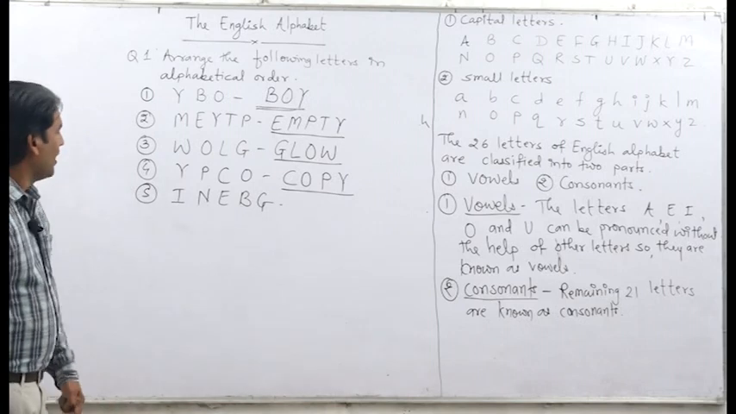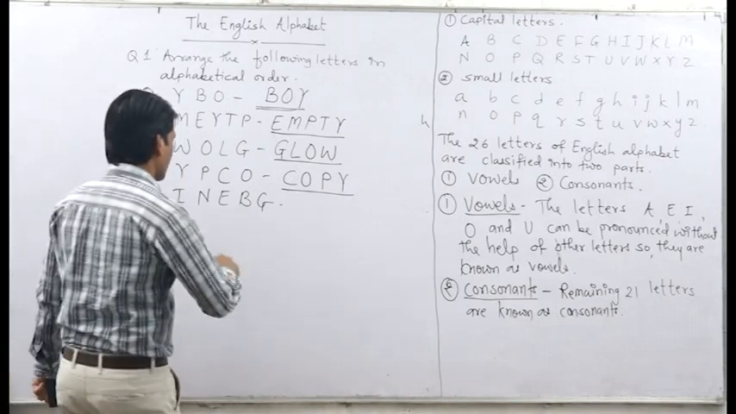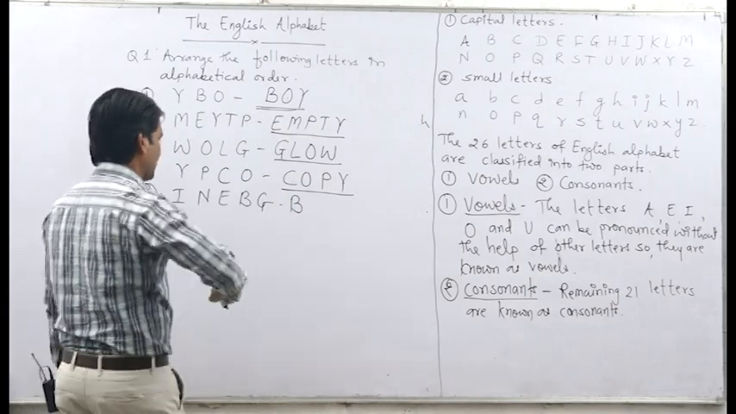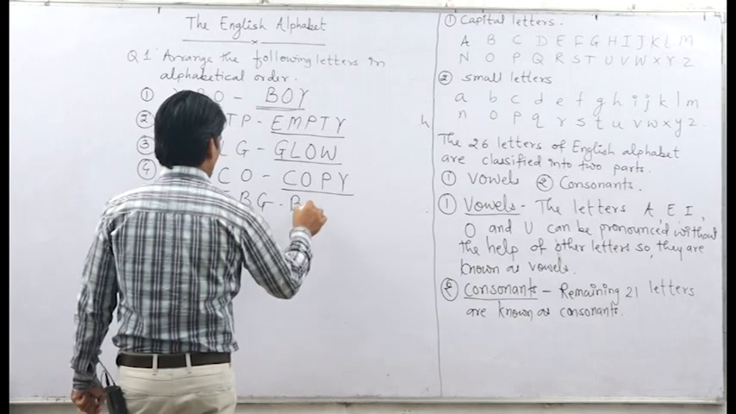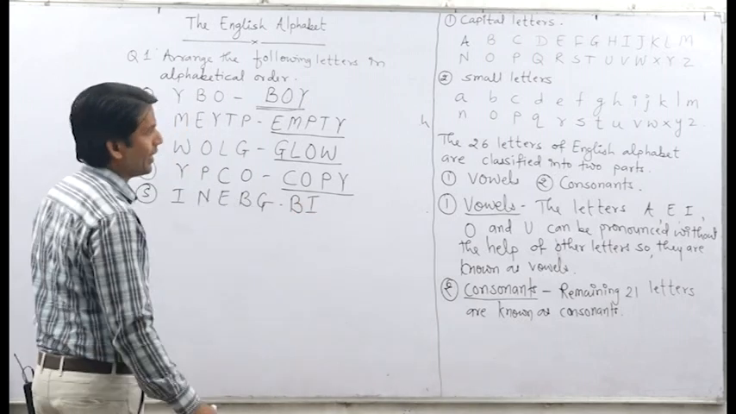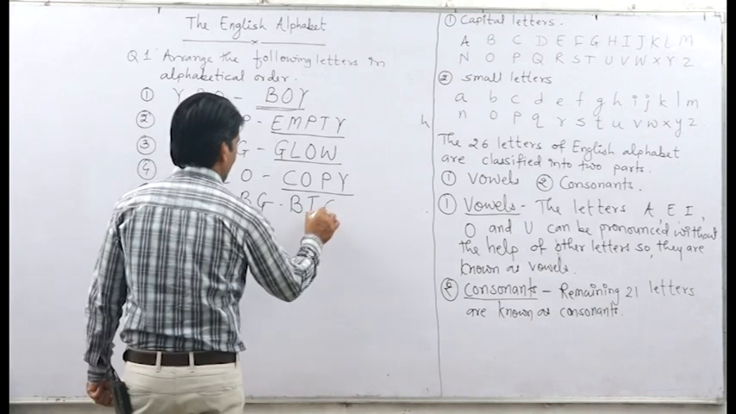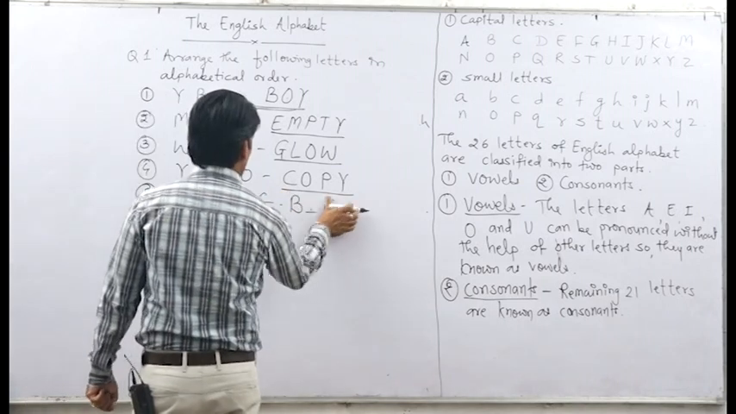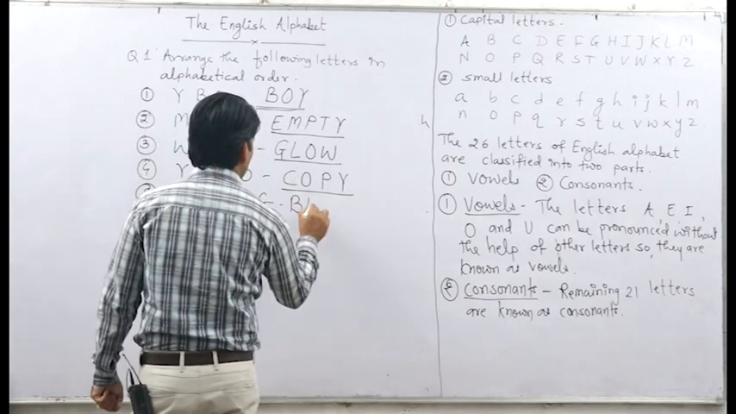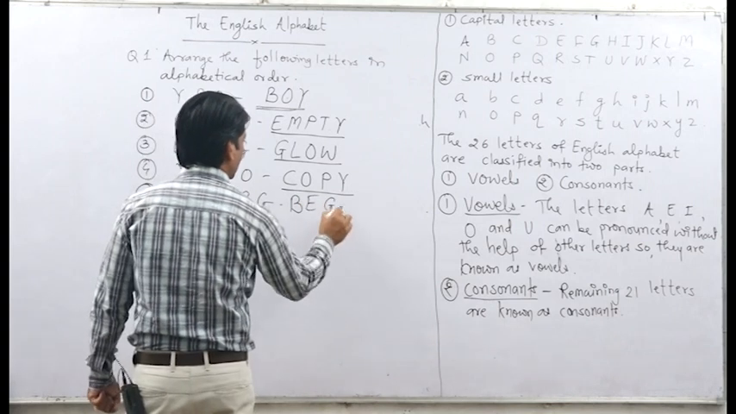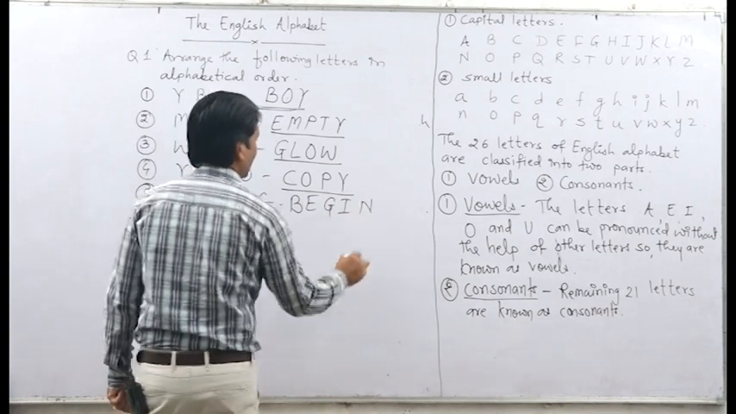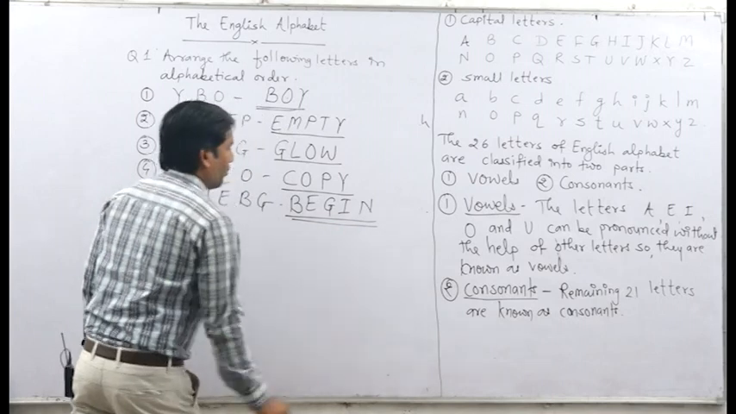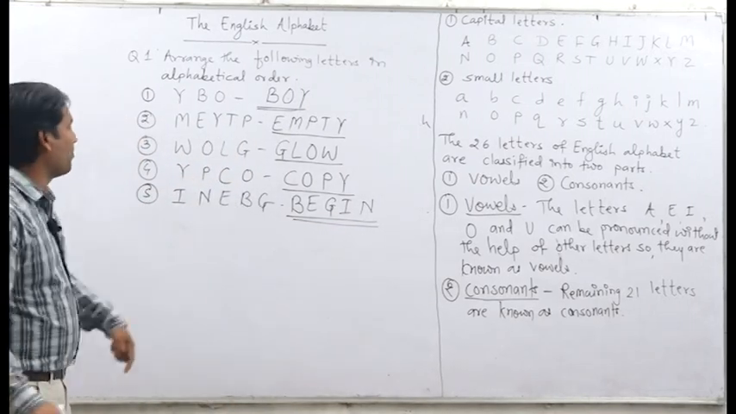Okay. After that, last one, fifth one. First of all, we have to write B because B comes first. After that, next, I. After B, there is I. Then G. No. After B, we have to write what? E. After that, G. Then I. And at last, N. Okay. Next. So here we have arranged these letters in alphabetical order.